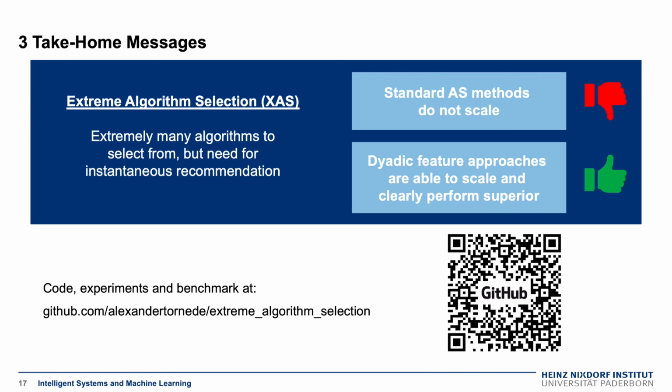So what did we learn today? We introduced the setting of extreme algorithm selection, where you have extremely many algorithms to select from, but you also have this need for instantaneous recommendation, which means that standard algorithms simply do not scale anymore. However, the dyadic feature representation that we introduced here allows these approaches to be able to scale and clearly perform superior to the other approaches.